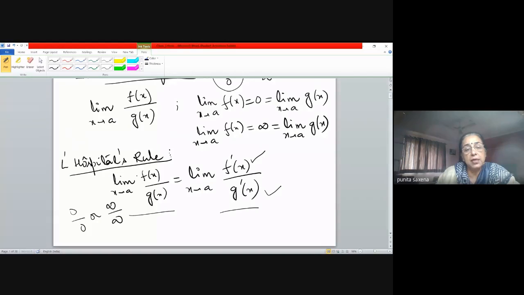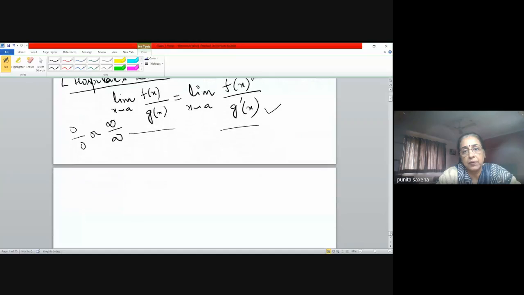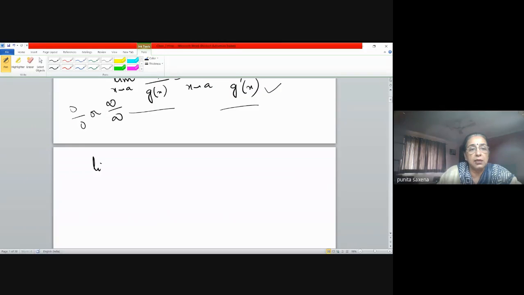Once you evaluate this, it might turn out to be a finite limit. For example, the limit that we were discussing that day: limit as x tends to 0 of sin x by x. We know that this limit is 1, right? But we used different concepts to prove that the limit is 1. Actually, if you just look at this, the limit as x tends to 0 of sin x is 0, and the limit as x tends to 0 of x is also 0. So basically, this function is a 0 by 0 form. So we can apply L'Hopital's rule here.